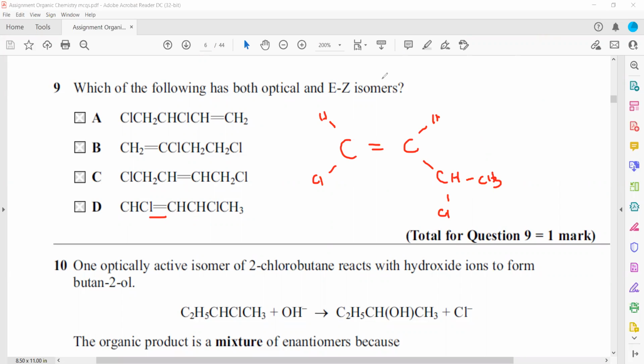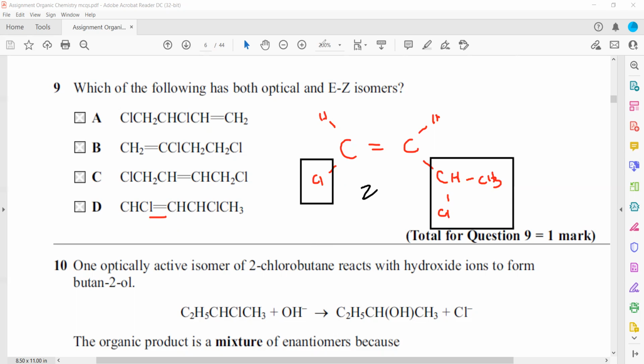To be a geometrical isomer, we check the two different groups in terms of mass. This is a heavy group, and here this is a heavy group. So two identical heavy groups are on the same side, so we can say cis or Z. Normally, when identical heavy groups are there, we use the term cis, but now we can say Z.